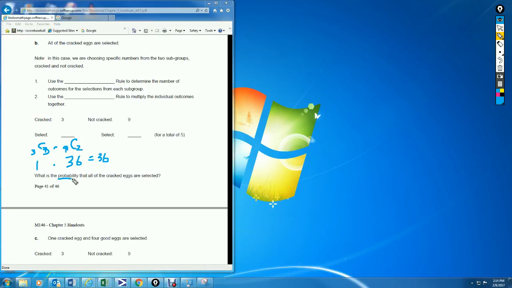So then the probability that all of the cracked eggs are selected, well, we just calculated there's 36 ways to select all the cracked eggs over, and we already previously had calculated there's 792 total ways to select any of the 5 eggs. Okay. So if you divide that out, it should be 0.0455.